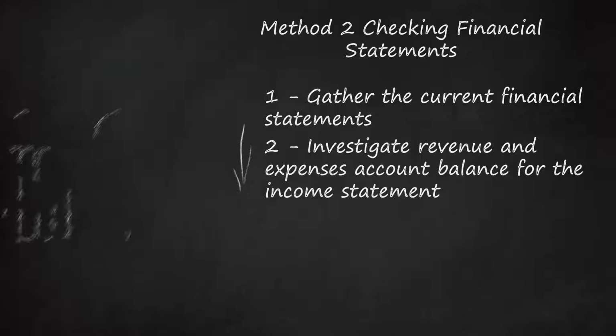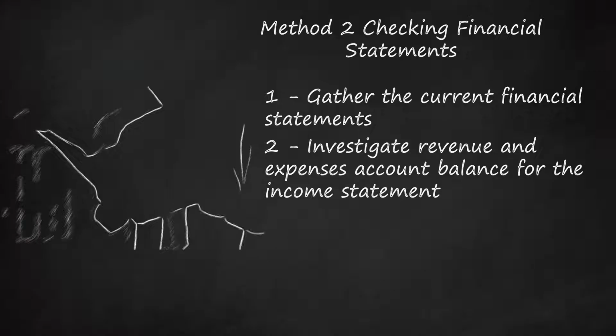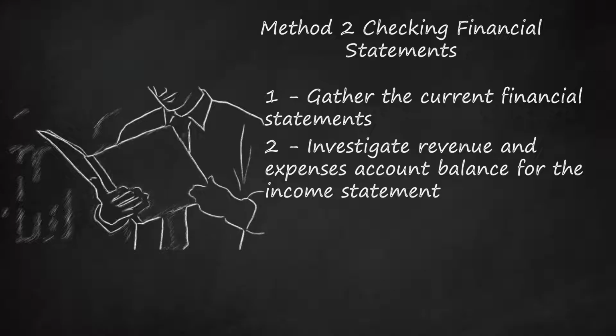Start by checking to see that the revenue, or sales, account is the same on both the income statement and in the general ledger. If this number doesn't match, almost everything else will be incorrect. If you detect a discrepancy, you'll have to go back and review the revenue account in the general ledger again.